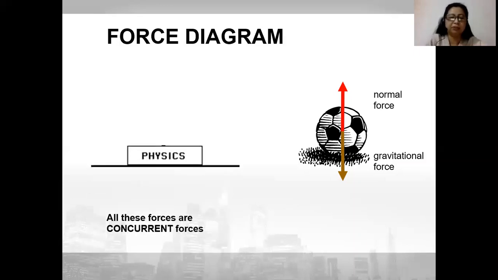Another example. Normal force, gravitational force. If you observe, all these forces are acting on the object's center of mass, and these forces are concurrent.